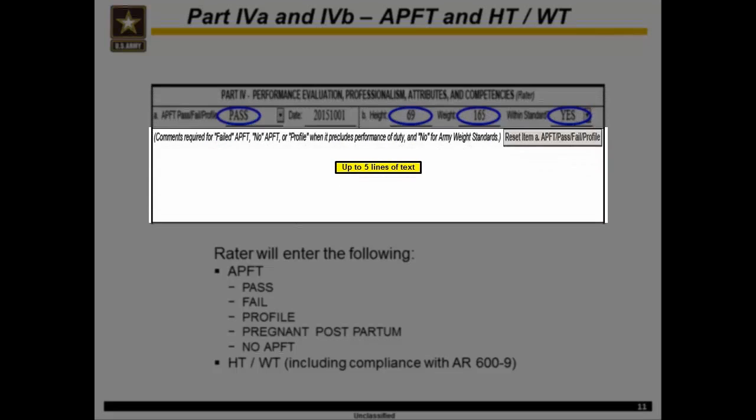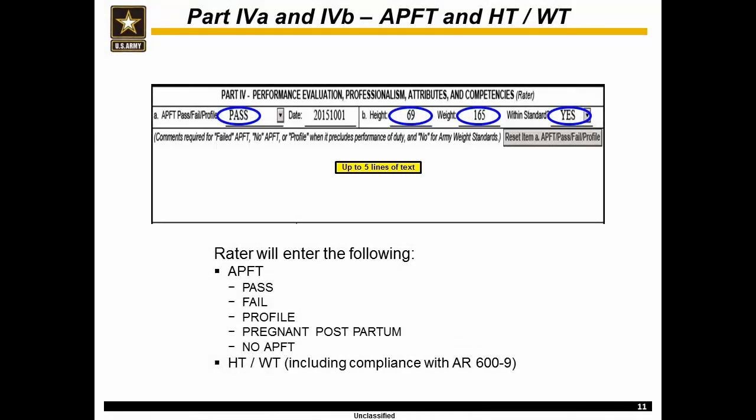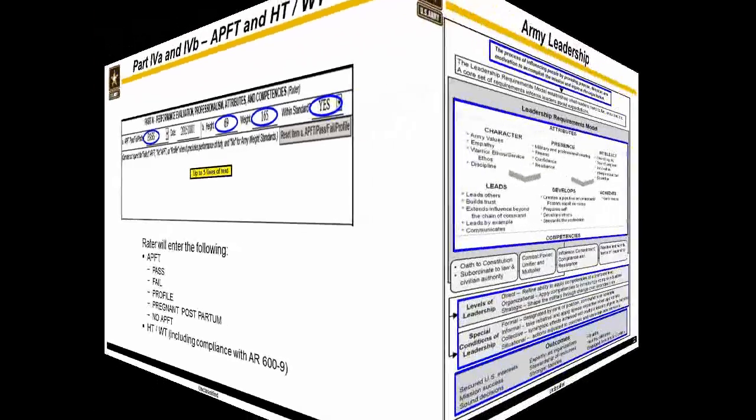Comments are mandatory for an APFT failure, no APFT, a profile that hinders duty performance, and a no entry for height and weight compliance. Remember, if you use the NCOER support form in the online system, all of the admin information entered will auto-populate the NCOER when it's created within the evaluation entry system.